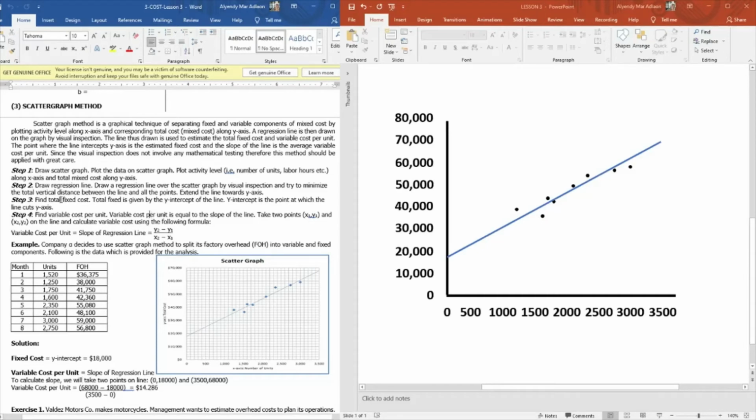So, here, okay, let's read first the step 2 ha. Draw a regression line, which we are done already, and then draw a regression line over the scatter graph by visual inspection and try to minimize the total vertical distance between the line and all the points. Extend the line towards the y-axis. So, kinahanglan daw, murag kumbaga, balance sila ba? Dapat naagyo daw sa tunga-tunga ani nga mga points. Okay? So, extend the line towards y-axis.